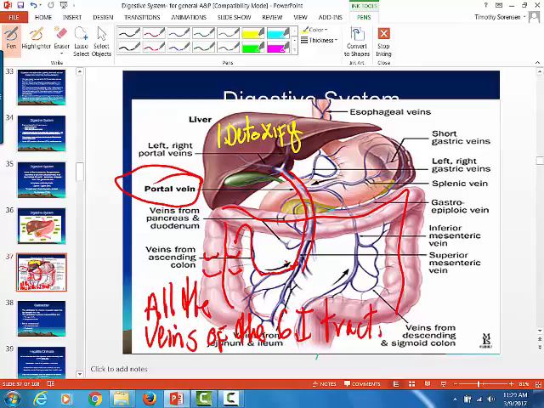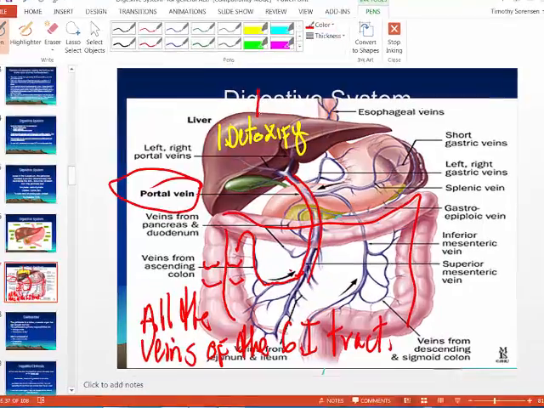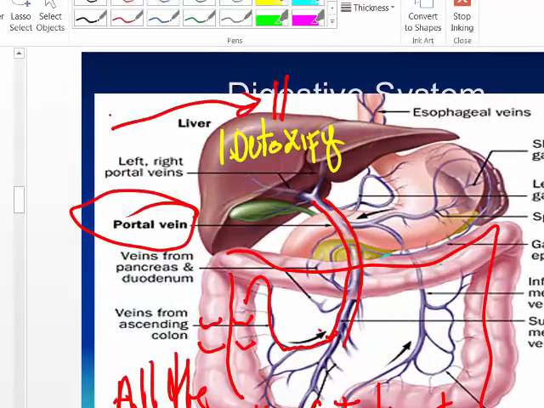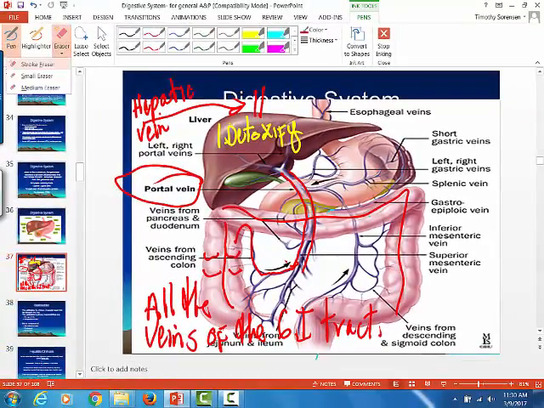So all of that stuff that gets digested and absorbed goes to the liver first, and there are enzymes that break down and detoxify that stuff. Say yes, you got that. And once that blood is detoxified and filtered, it leaves the liver through the hepatic vein. And the hepatic vein then dumps that detoxified, filtered blood into the right atrium. Who's following me? Right? So it detoxifies.